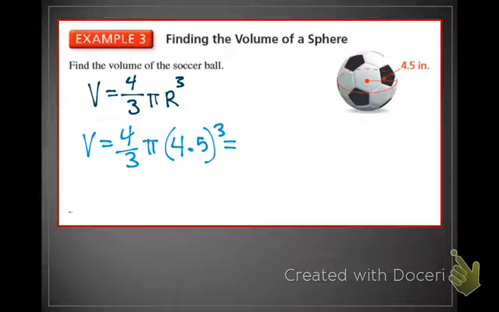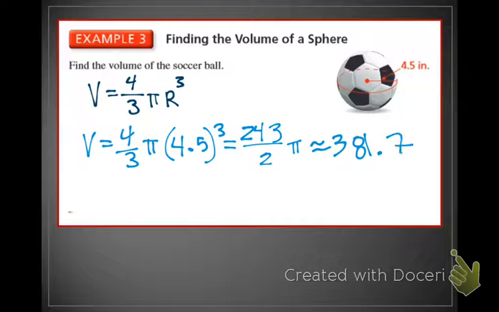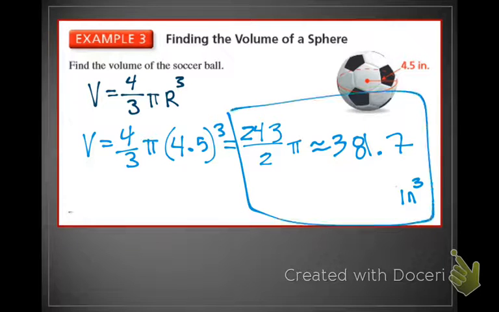It's 243/2, which is 381.7 inches cubed. Then, where's the pi? So times pi. I just forgot.